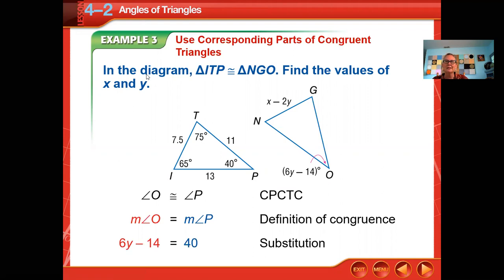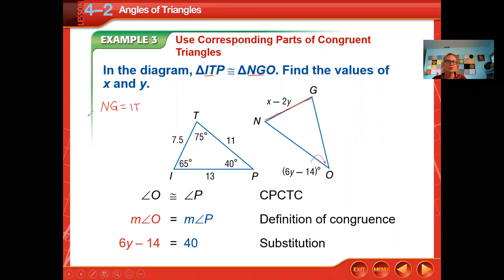You would know that, all right, to draw this, okay, so X minus 2y is side NG, and this is how you can find it. Okay, go back to that original congruent statement. NG were the first two letters, and IT are the first two letters. That's how you know what to set equal to each other. So the length of NG is going to equal the length of IT.